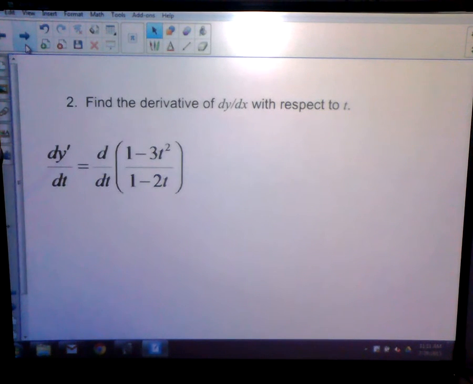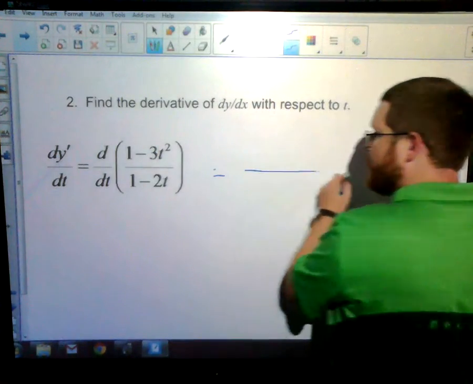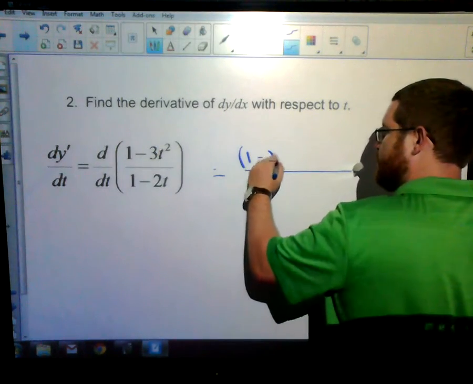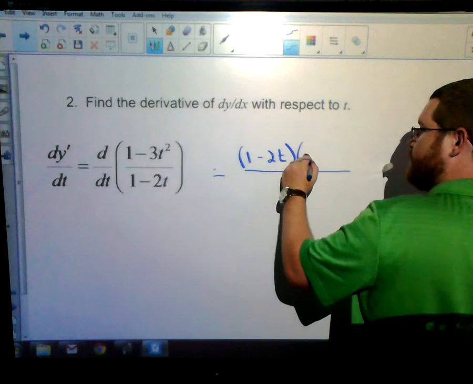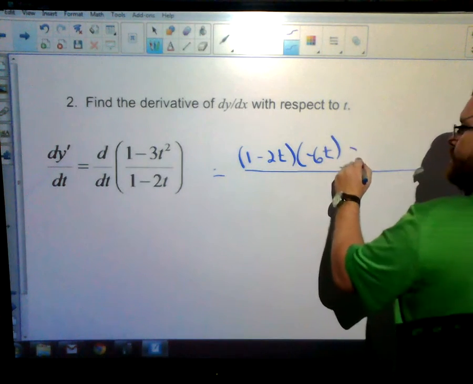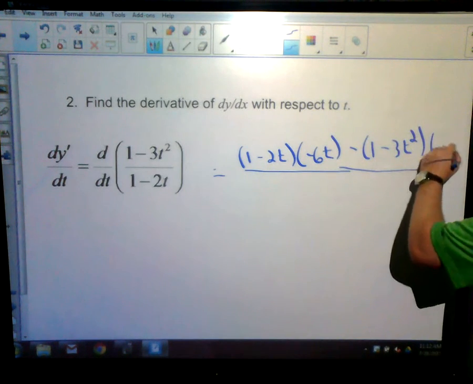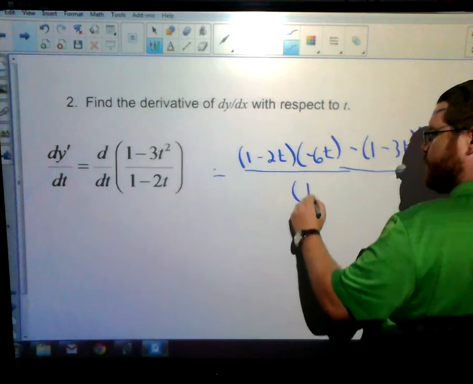Find the derivative of dy/dx with respect to t. So now I need to take the derivative of this thing. What is the derivative of this? It's the bottom times the derivative of the top, minus the top times the derivative of the bottom, all over the bottom squared.